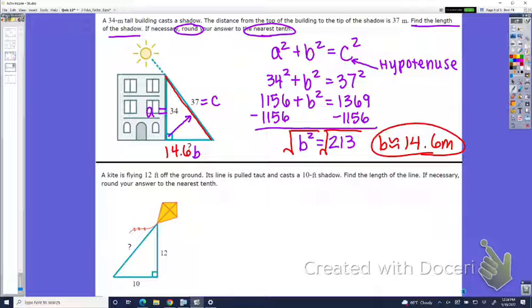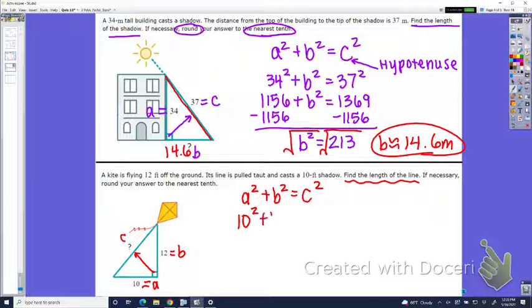You might get a Pythagorean theorem question where I'm missing the hypotenuse, so I don't know C, but I can call this 10 an A and the 12 a B. So we're trying to find the length of the string of the kite. So again, you're going to start with Pythagorean theorem. You're missing C this time, so it's 10 squared plus 12 squared equals C squared.